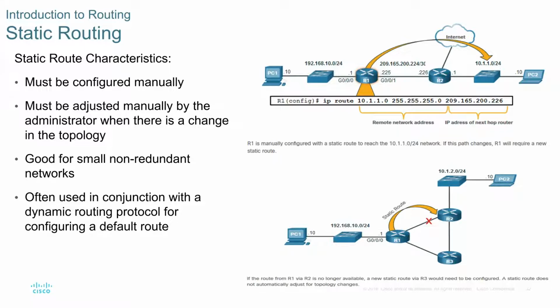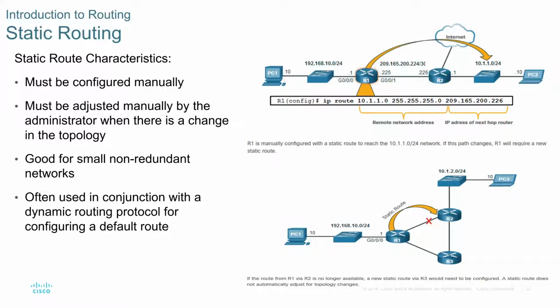But as seen in the lower part of the diagram, if the connection between R1 and R2 failed, a static route would not be able to adjust for that. And so the destination would become unreachable. We can add in additional static routes to compensate for a link going down. But the more routers that we have and the more networks, the number of entries would become very large.